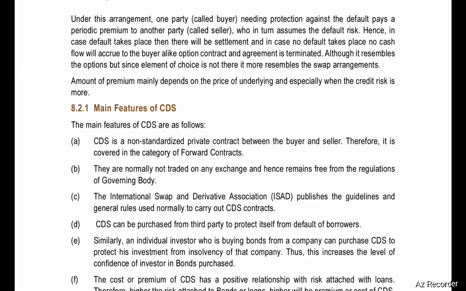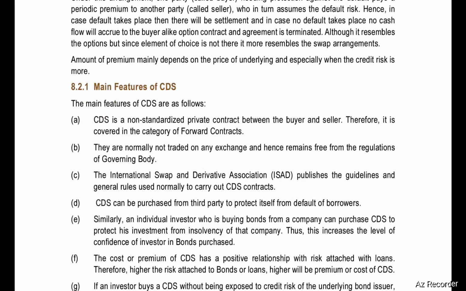Although it resembles the options, since the element of choice is not there, it more resembles the swap arrangements. Amount of premium mainly depends upon the price of underlying and is higher especially when the credit risk is more.